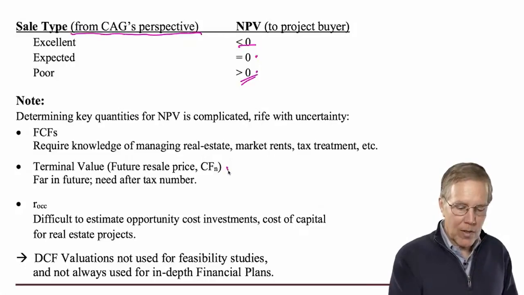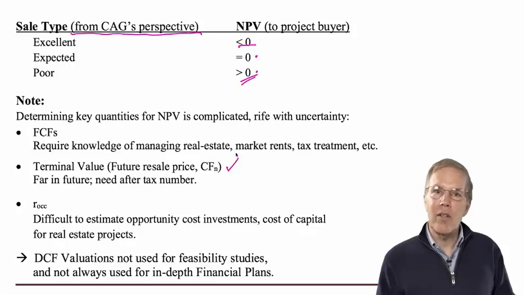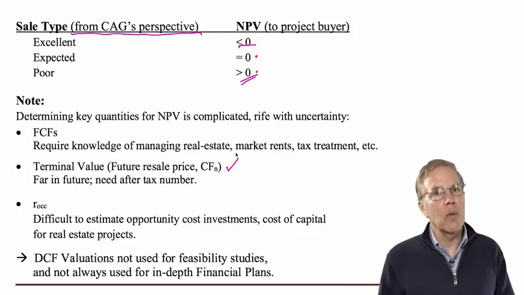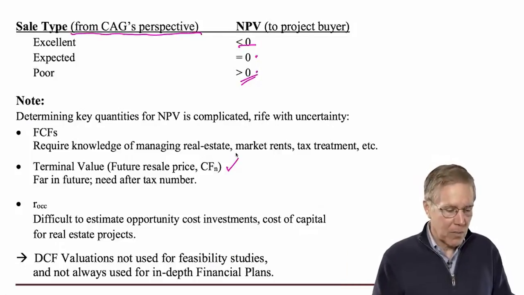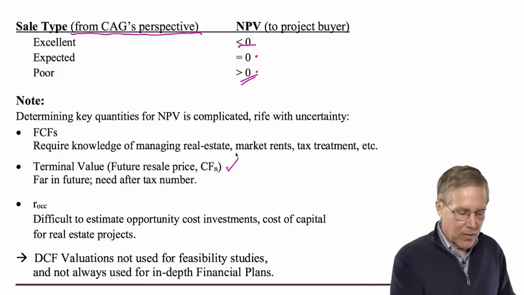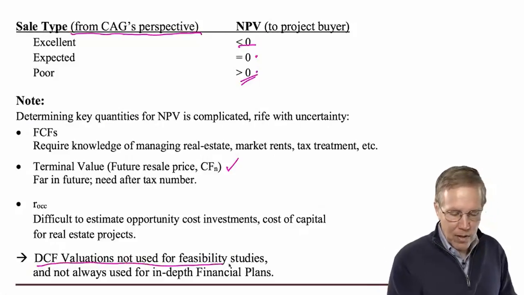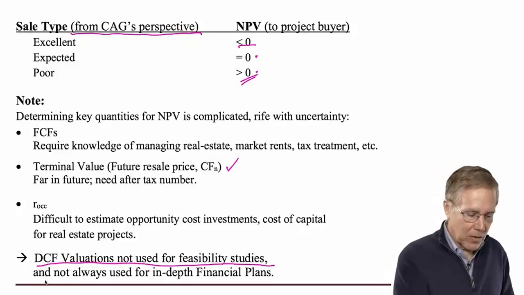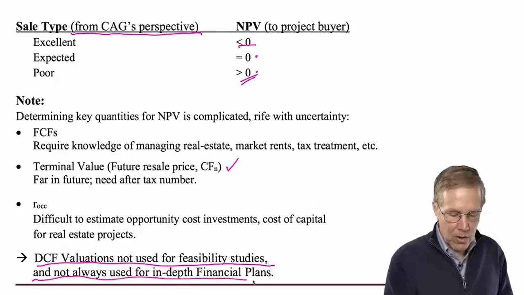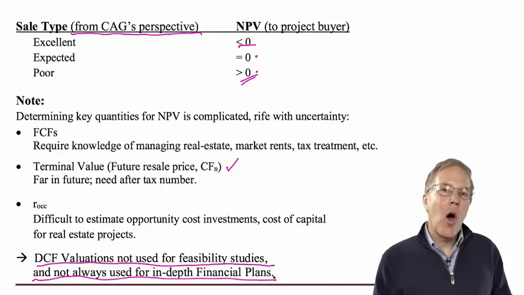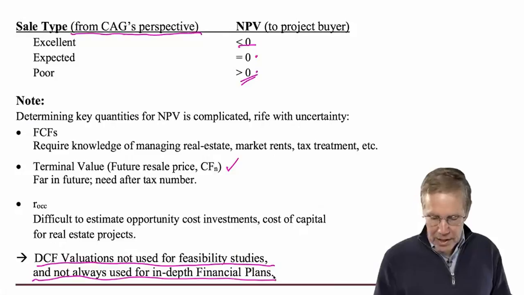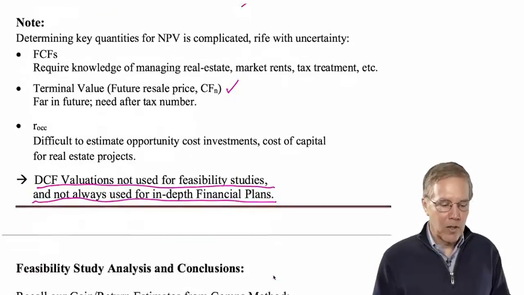Also, we're going to have to think about, from the buyer's perspective, they're going to sell the building in 5 or 10 years. What are they going to get? That's even harder to estimate, et cetera. So add it all up, DCF valuations we just don't use in feasibility studies. We just use gain and return. But we use them often, but not always, in financial plans, which we're going to get to in my 3rd module.